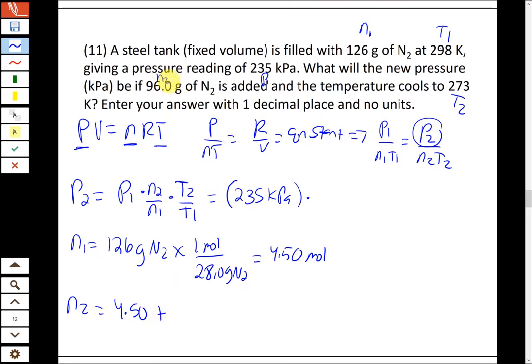Remember that the number of moles is not how much you're adding, it's the total amount that you have in that situation. So we started with 4.5 moles, we added more, which is 96 grams, and we have to add that together. So we divide 96 by 28 and add it to the original, which comes out to 7.93 moles. So this is n2, this is n1, so those go into here: 7.93 moles divided by 4.50.